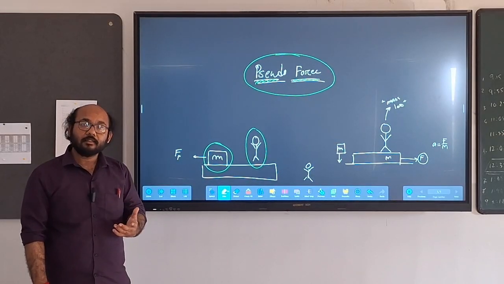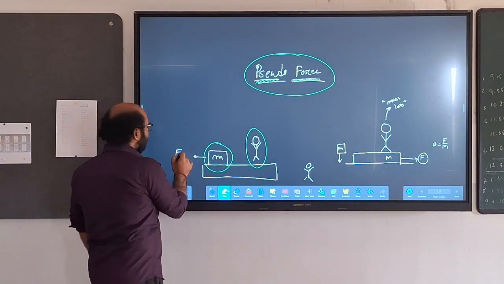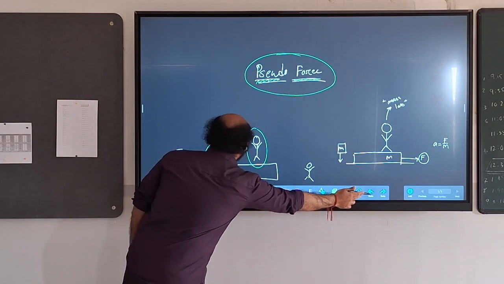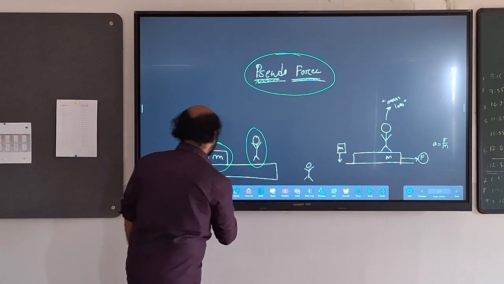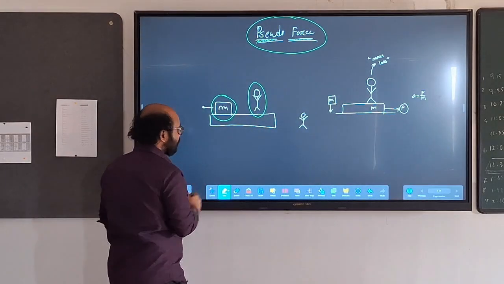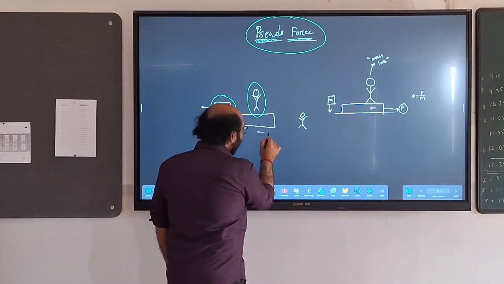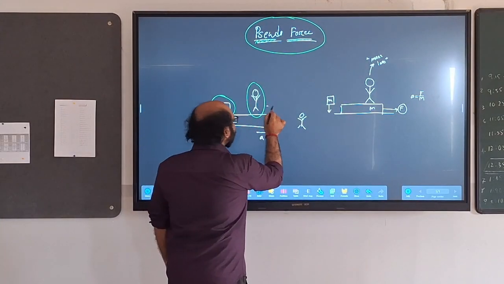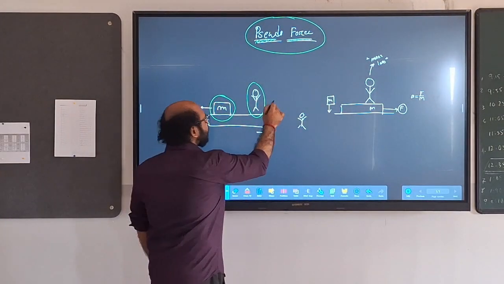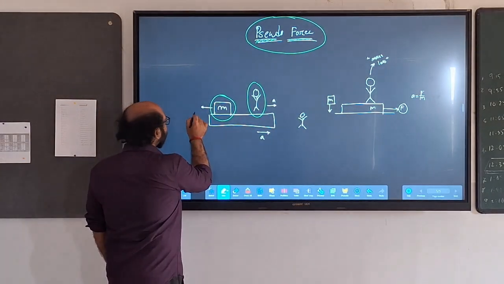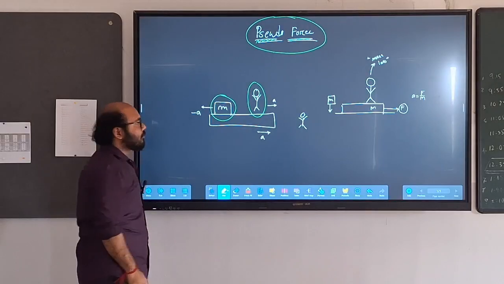How much is it exactly? Let us try to find out. So the slab is moving with acceleration a. You are also moving with acceleration a. And from your perspective, the slab is moving with acceleration minus a.